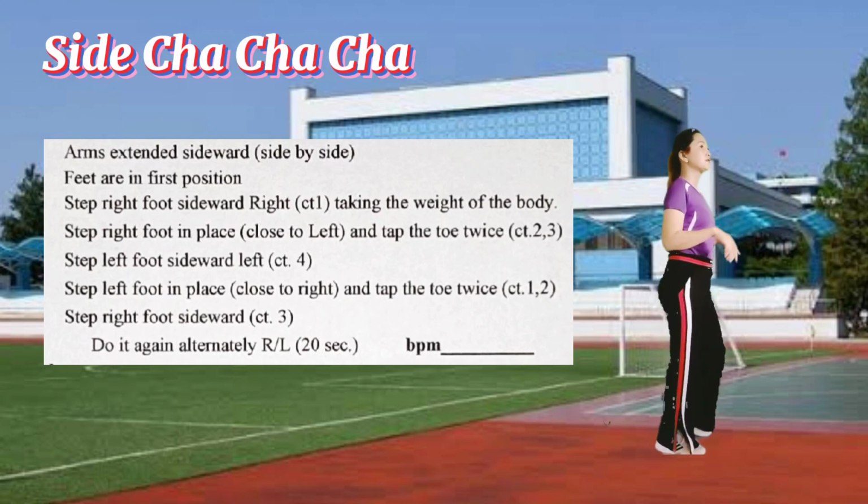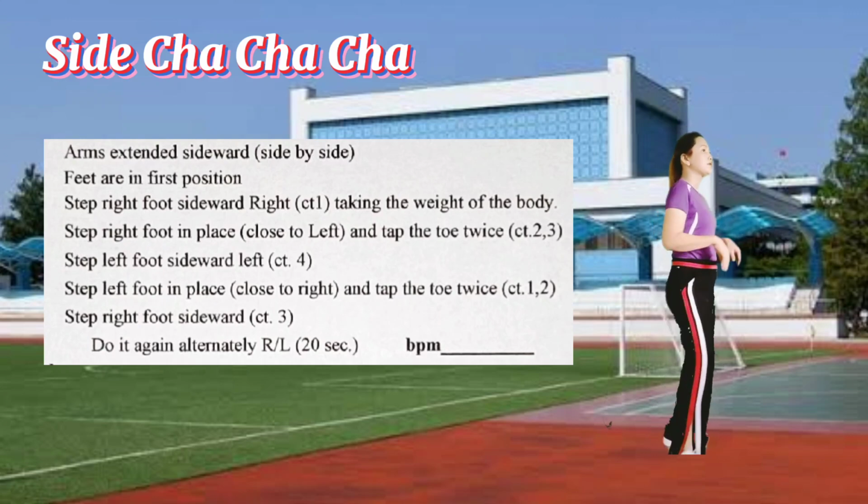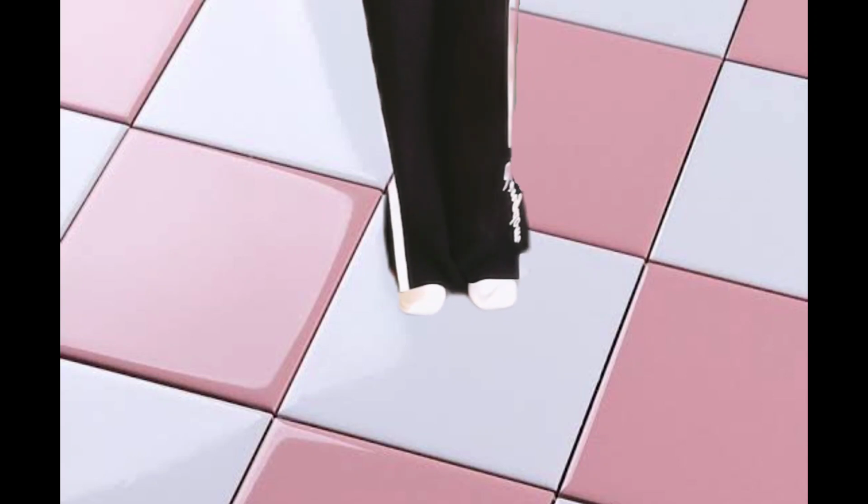Step left foot in place, close to right, and tap the toe twice, count 1 and 2. Step right foot sideward, count 3. Do it again alternately for 20 seconds.